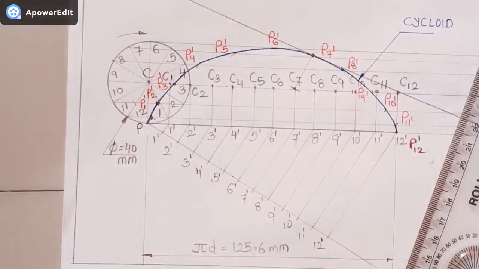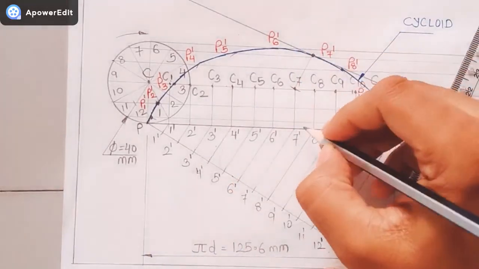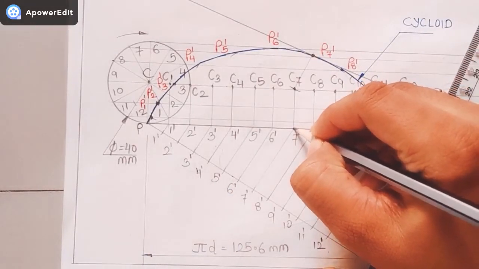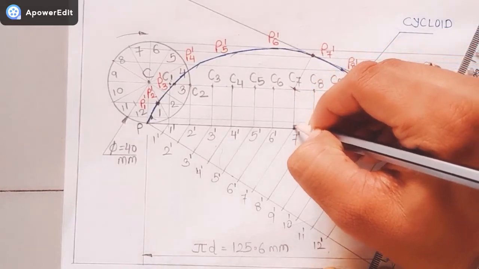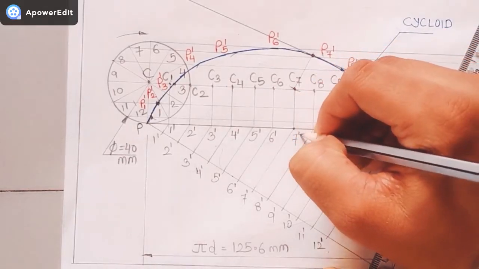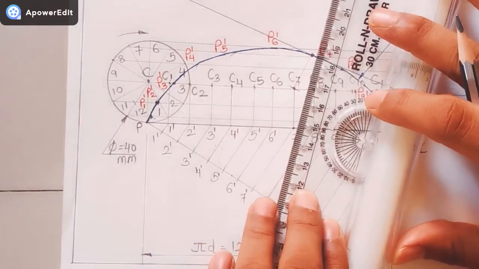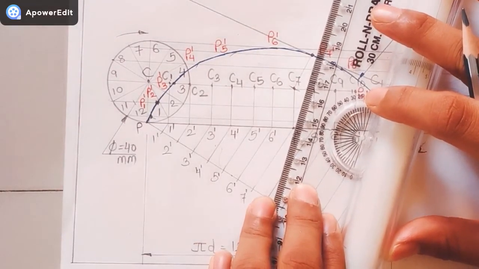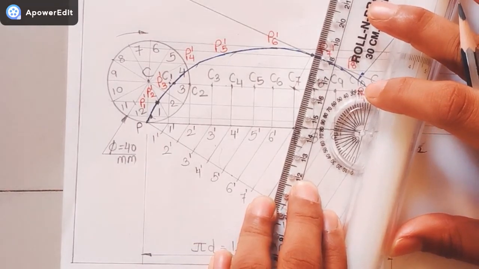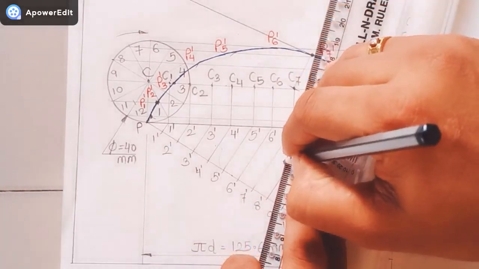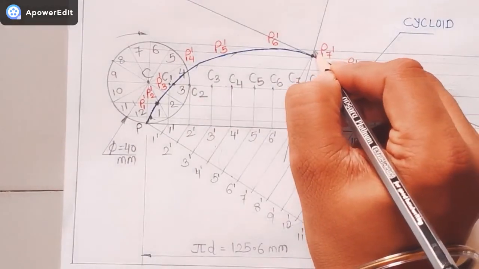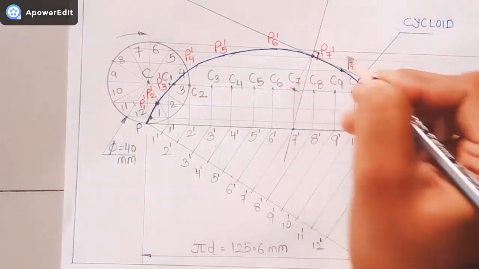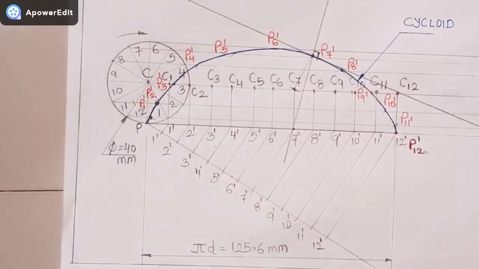Correct. So now I have to join these 2 points. After joining these 2 points, you can see I have got the point 7 and the point 3. From C7, I have to draw a vertical line downwards. By default, it is cutting at point 7. So I will join these 2 points. That will give me the normal of this particular tangent.